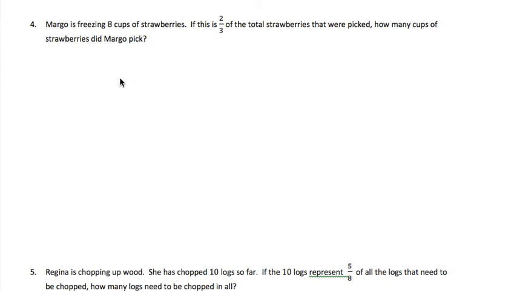Exercise 4. Margot is freezing 8 cups of strawberries. If this is 2/3 of the total strawberries that were picked, how many cups of strawberries did Margot pick? Notice the pronoun this is pointing to the 8 cups of strawberries. 8 cups of strawberries is 2/3 of the total strawberries. If you're still struggling, circle some words like 8 cups of strawberries and draw an arrow pointing to what the 8 cups of strawberries are. 8 cups of strawberries is 2/3 of the total strawberries that were picked.